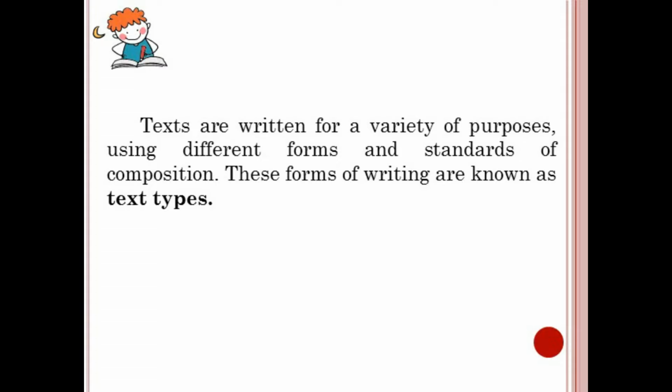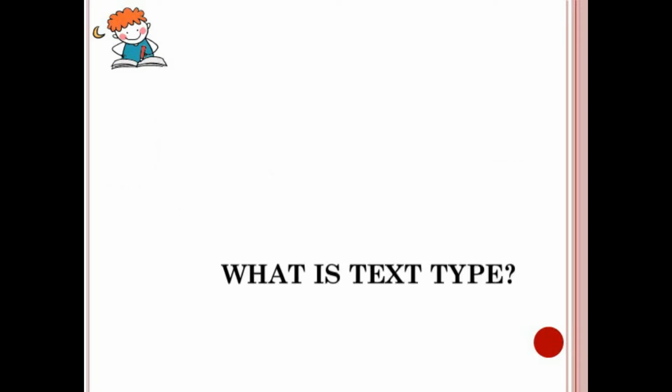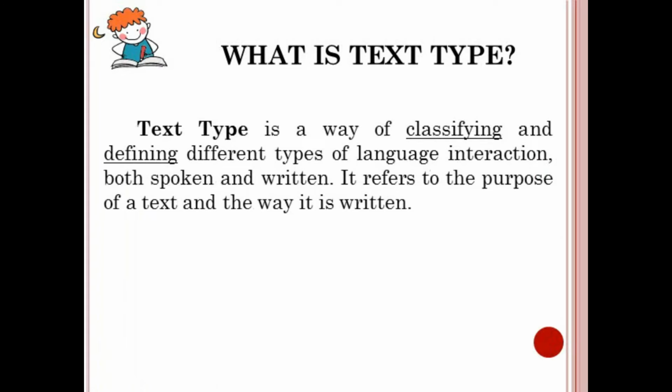Texts are written for a variety of purposes using different forms and standards of composition. These forms of writing are known as text types. What is text type? Text type is a way of classifying and defining different types of language interaction, both spoken and written. It refers to the purpose of a text and the way it is written.